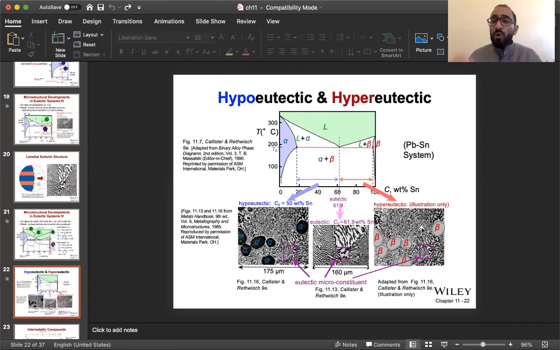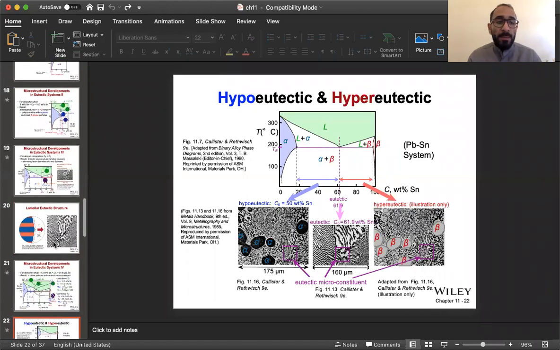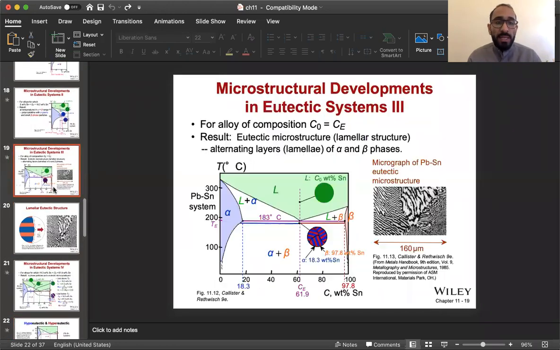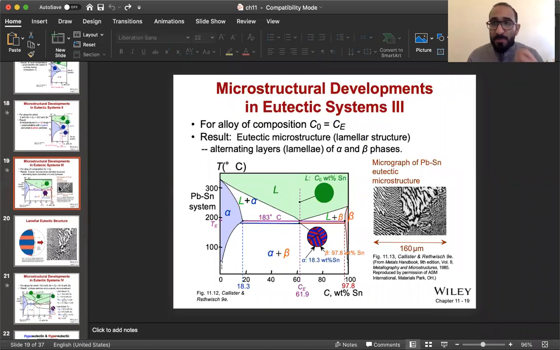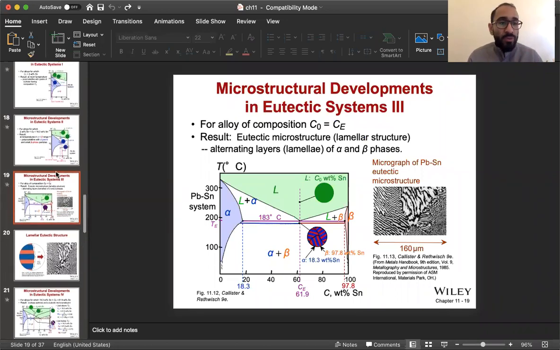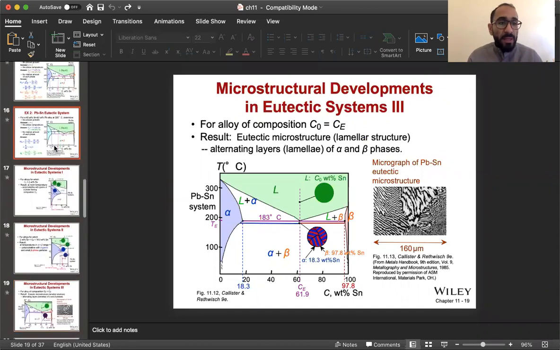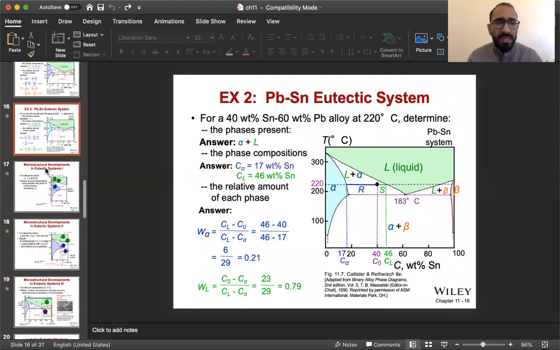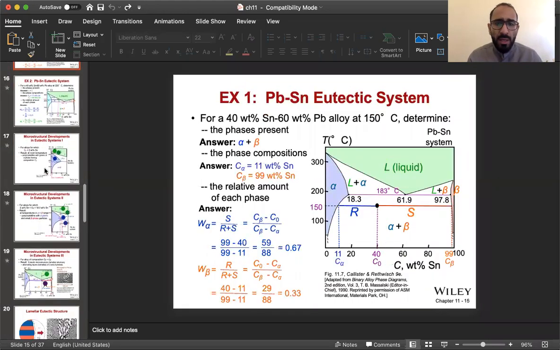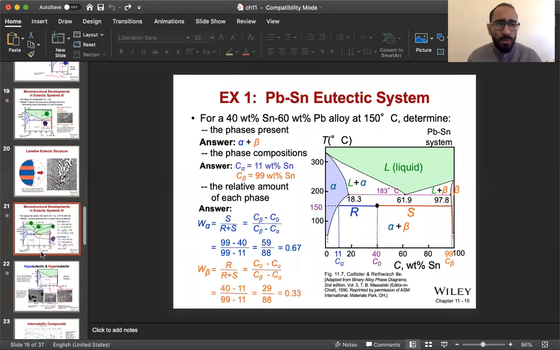Okay? Only at a specific composition, which is the eutectic composition, the whole liquid transforms directly to the lamellar structure of alpha plus beta. Okay, so I think I'm almost at the end of this lecture, and I want to point out something.